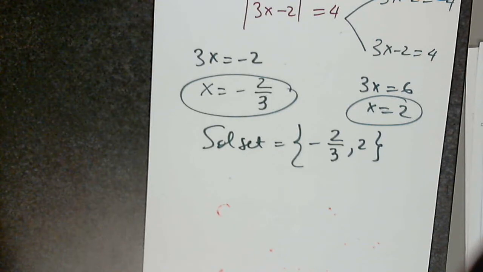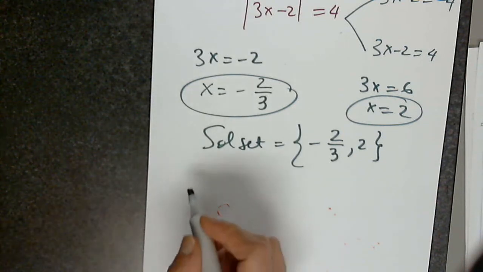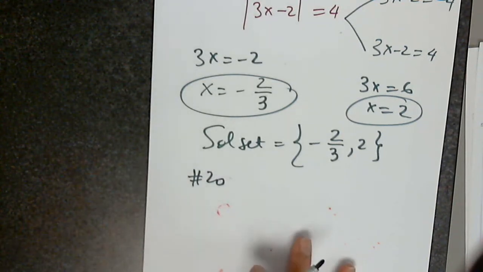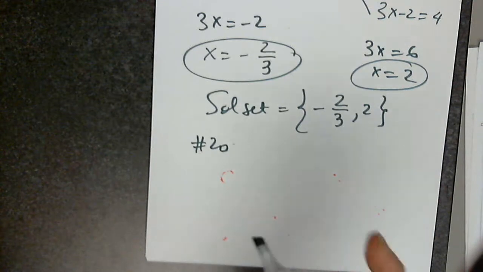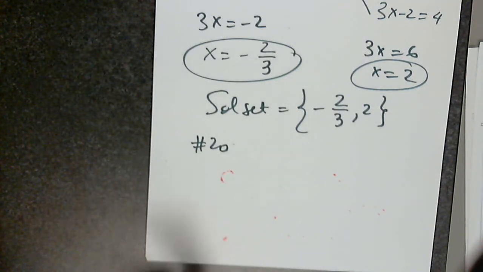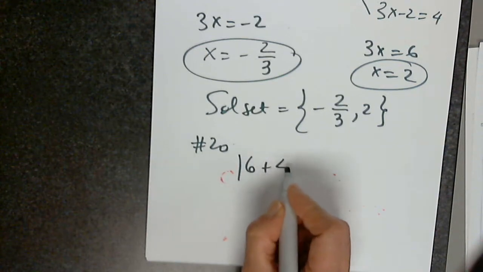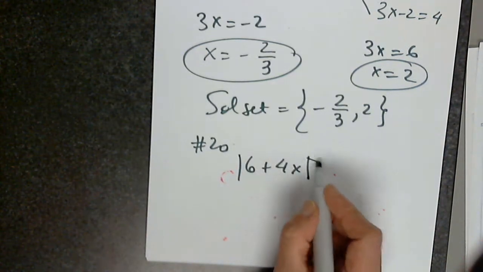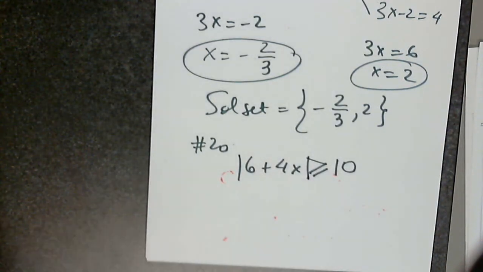Okay, let's look at another problem like 20. I will come back because I like to look at the absolute value equation with two absolute values. 6 plus 4x in absolute value greater than or equal to 10. Let's think about this for 30 seconds.